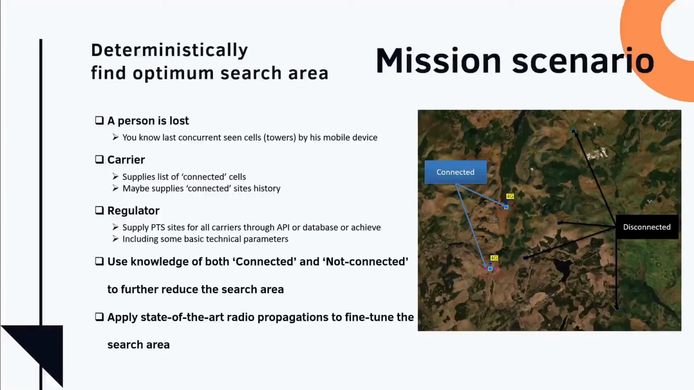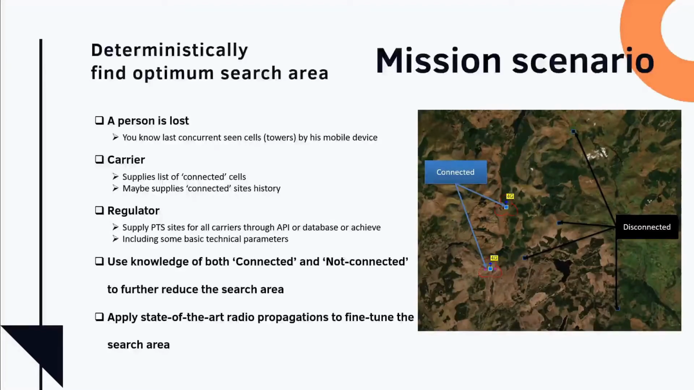So here, we're going to deterministically find the optimum search area and fine-tune it even further. We're going to rely on the carrier or the regulator information. From the carrier we get the list of connected base stations or cells, and from the regulator we get the public telephony system sites: the site locations and the technical parameters, transmission power, for example, antenna gain, and so on. If these parameters don't exist, we could rely on some templates and existing assumptions.